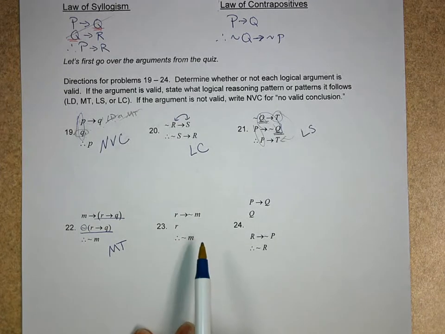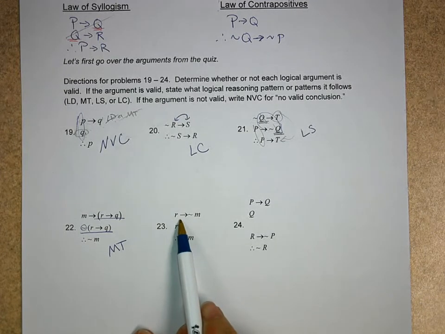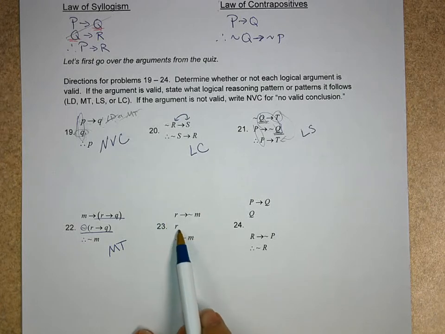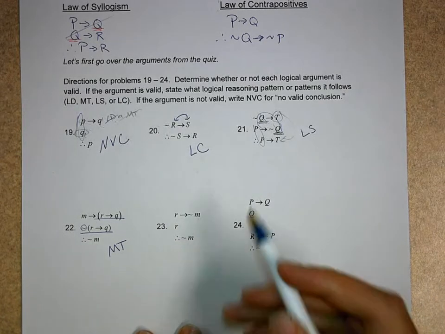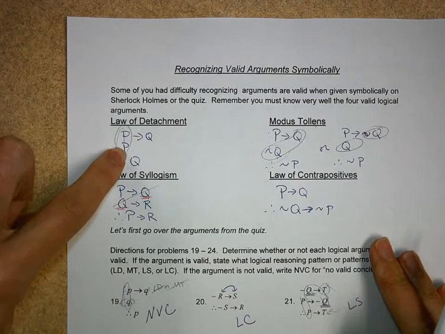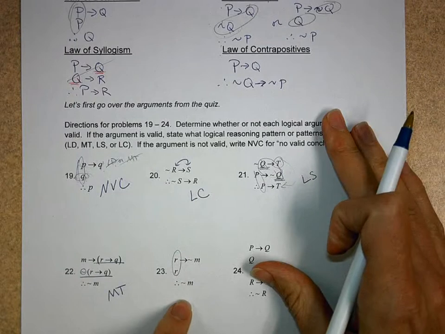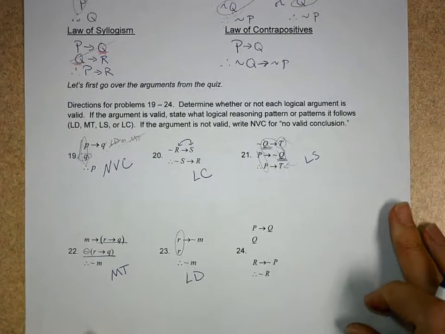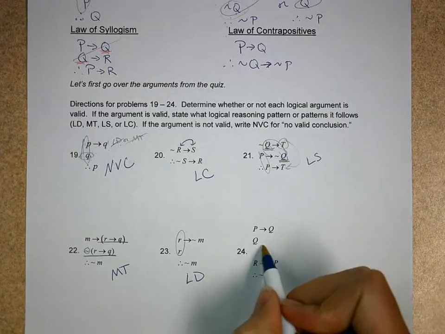And then on 23, look at this one. I have if R, then not M, R. Now, here's the thing. If I have a conditional and a proposition, that means it's either going to be law of detachment or it's going to be modus tollens. Well, I repeated the hypothesis. Well, which one has a repeated hypothesis? Law of detachment. So therefore, M. So that's LD.